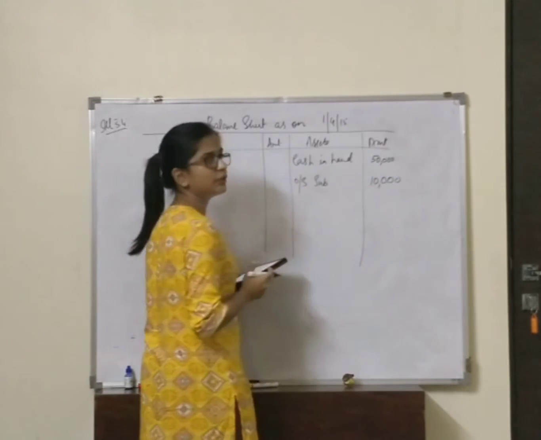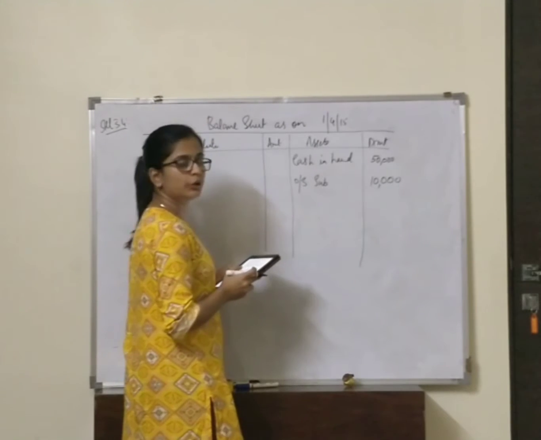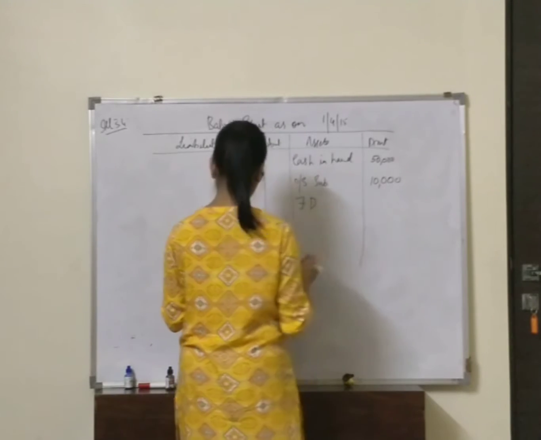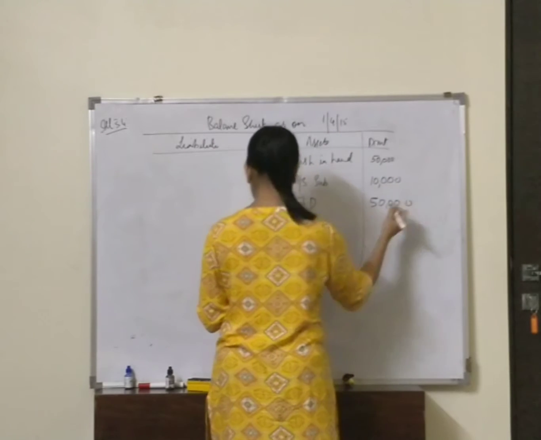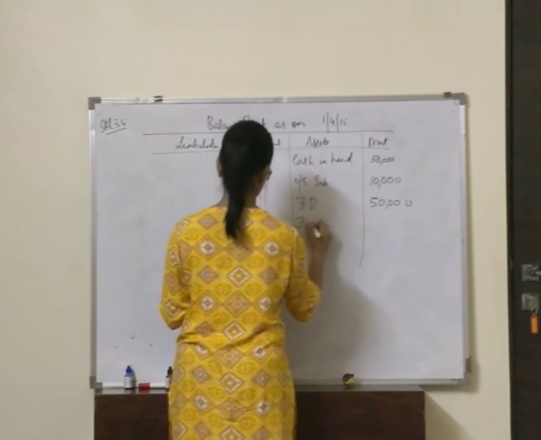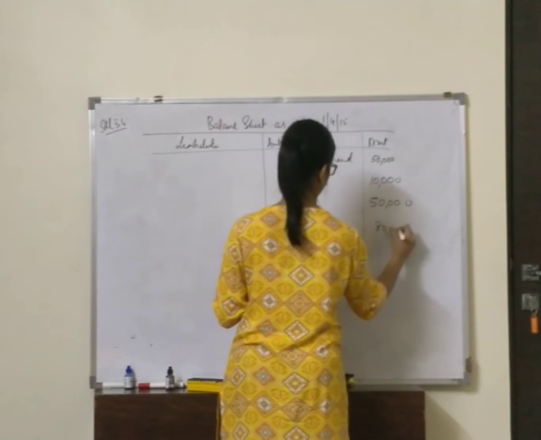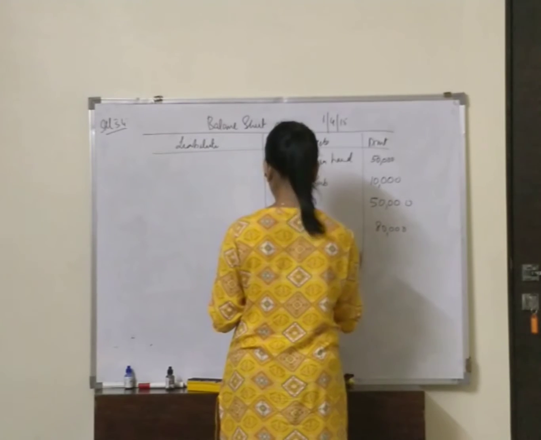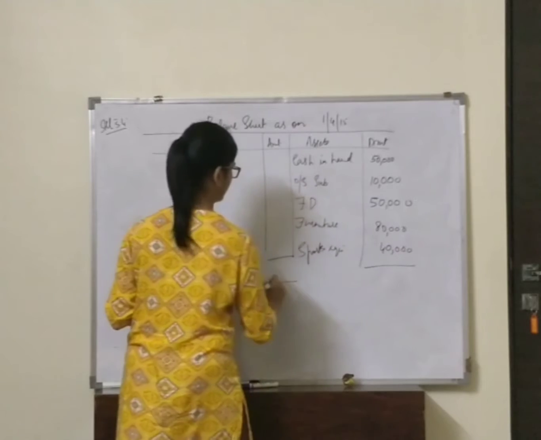10,000. This is written on the receipt and payment account in the receipt side 2014-15. Then we have fixed deposit. Adjustment point number D, 50,000. Then we have furniture. Adjustment point number E, 80,000. Then we have sports equipment, 40,000. Anything in the liability?